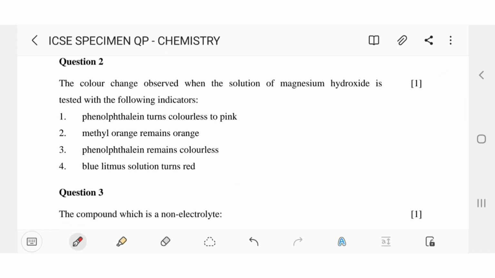The color change observed when the solution of magnesium hydroxide is tested with the following indicators. The 4 options are given, with one indicator in each and the corresponding color change, but 3 of the color changes are wrong. Only one corresponding color change for that indicator is correct, and the correct one is phenolphthalein turns colorless to pink.